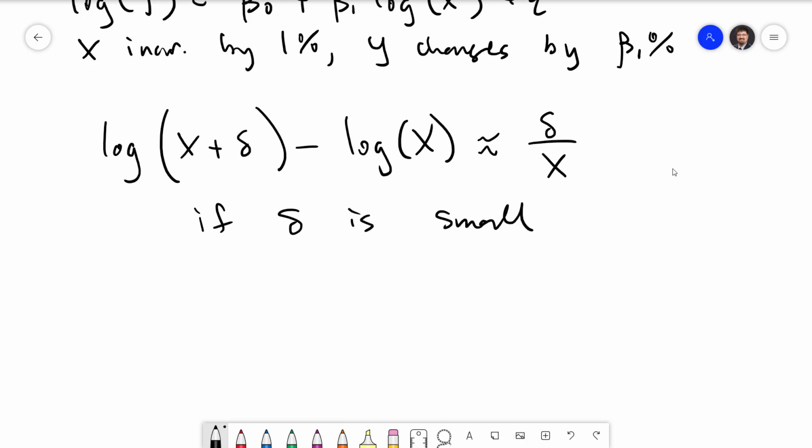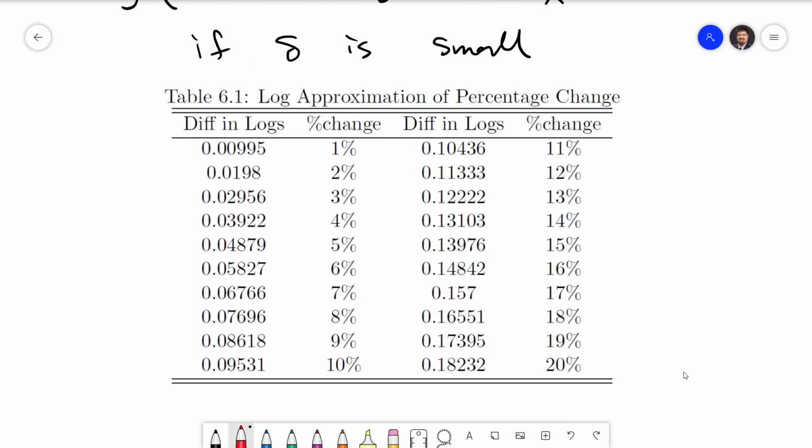The bigger delta is, the worse this approximation becomes, so just keep that in mind when you're using logs in regressions, that we want to mostly be limiting our interpretation to small changes. I've put on screen a table showing the approximation for percentage changes from 1 all the way up to 20. You can see here down at a 1% change, the difference in logs is very, very close to 1%. At 2%, it's again very close.